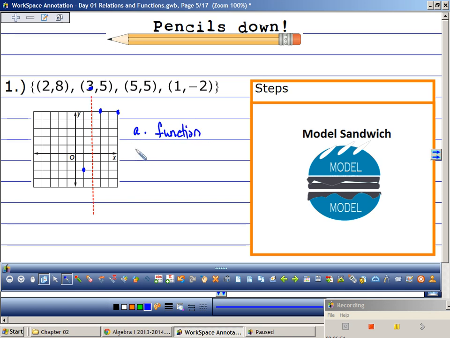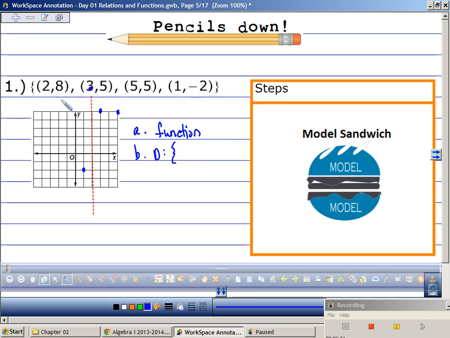Then I'm going to ask myself, what are my domain values? The set of numbers with 2, 3, 5, and 1, just like that in set notation, because if I were to write something like this, that would be a point, correct? Then I'm going to say, what are my range values? My range values are 8, 5, I don't need to write 5 twice, and negative 2.